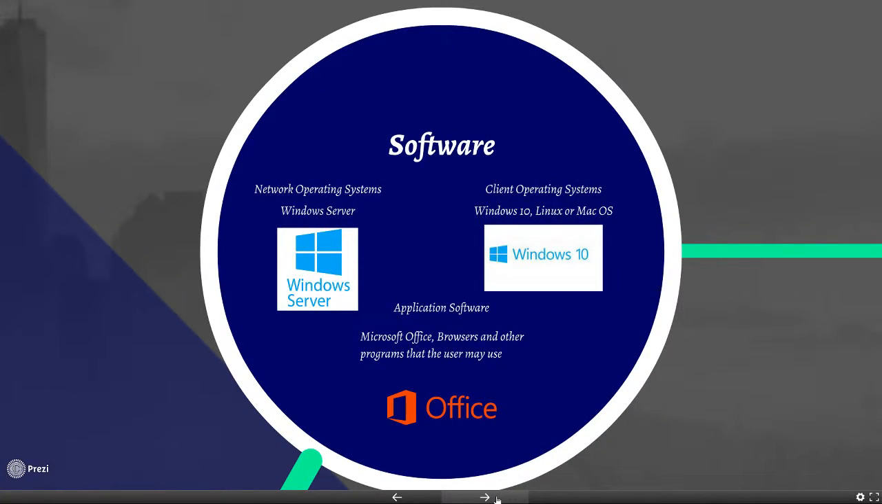The next topic I'll talk about is software. The different types of software used within networks are as follows. Network operating systems, which allow you to manage the network and who has access to what. Client operating system, which the user uses to access the network and its services, and application software, which gives the user direct access to services like web browsing and emails.